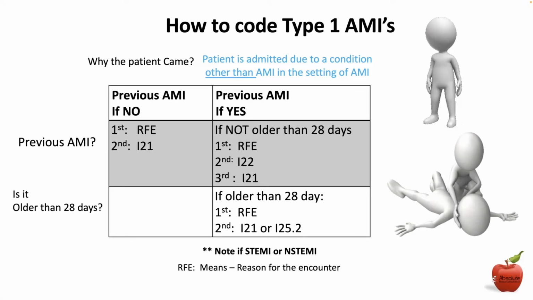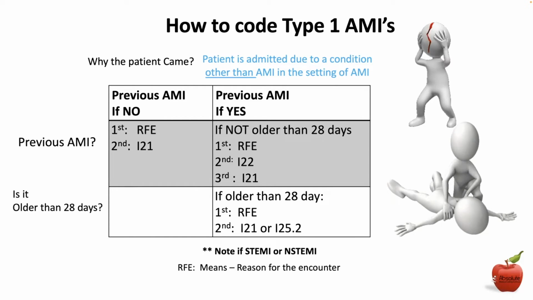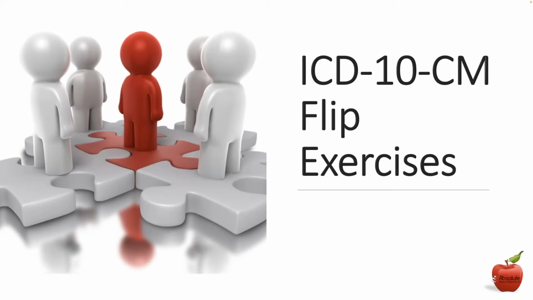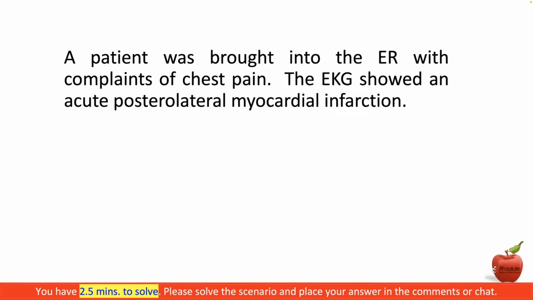Now it's time for us to test our knowledge. We've got some exercises for you. A patient was brought into the ER with complaints of chest pain. The EKG showed an acute posterolateral myocardial infarction. There's no multiple choice, but your time begins now. You have 2.5 minutes to solve.